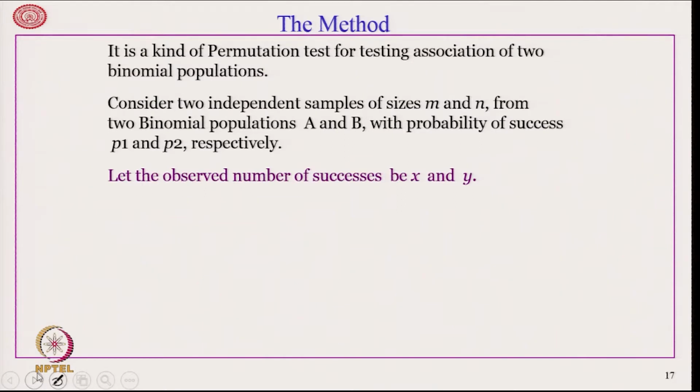So, consider two independent samples of sizes m and n from two binomial populations A and B with probabilities of success being P 1 and P 2 respectively. They need not be equal, whether we can guess it or not. If we guess, then we will give equal to both of them, but whether we could guess the actual probabilities or not, that is the question. Let the observed numbers of successes be x and y.